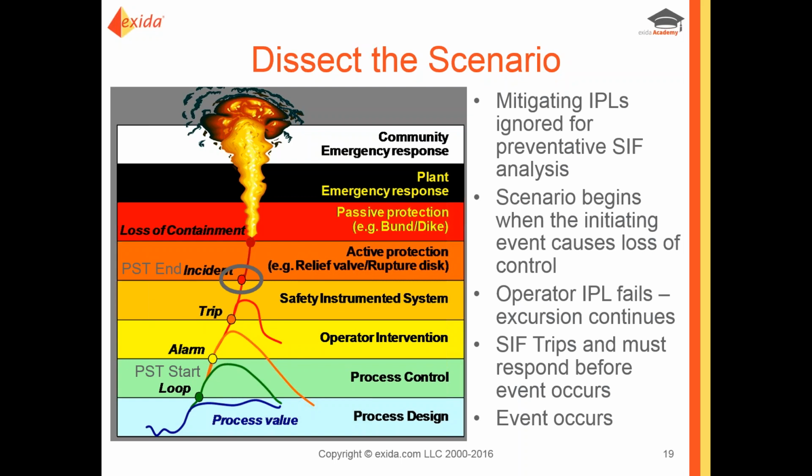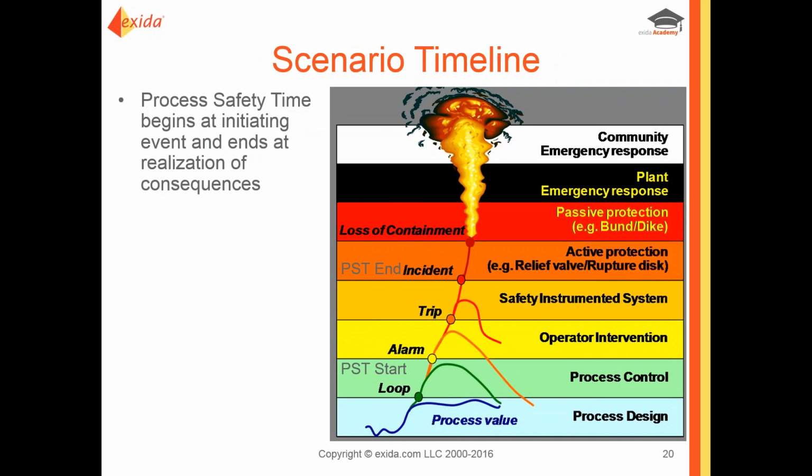And then of course the other boundary is when the event does occur, and this would be the end of our process safety time, which is the broadest range we're looking for. So the process safety time begins at the initiating event and it ends at the realization of consequence. So we can see a boundary here that we've defined as the process safety time. And as I mentioned, you can take that lower bound and bump it up to the top of your process control region if you want to be a little more conservative in setting this definition.